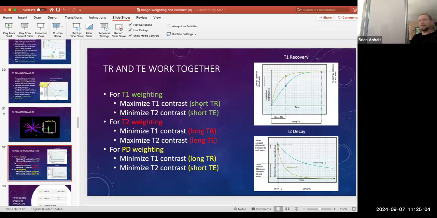So for proton density, I'm going to minimize T1 contrast by allowing for full longitudinal recovery. And then how am I going to minimize T2 contrast? By listening back to the echo or recording the signal right away before T2 decay can happen. So for proton density, I will have essentially all the protons recovering, long TR, and then listening back right here. So no T1 contrast, no T2 contrast. I'm just going to have contrast based on the sheer amount of protons in each given tissue.